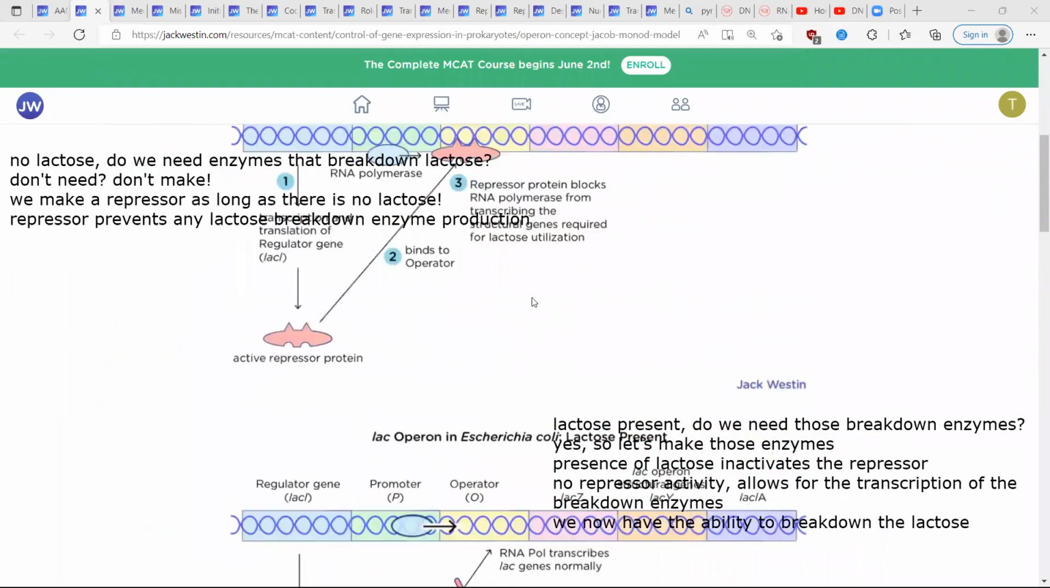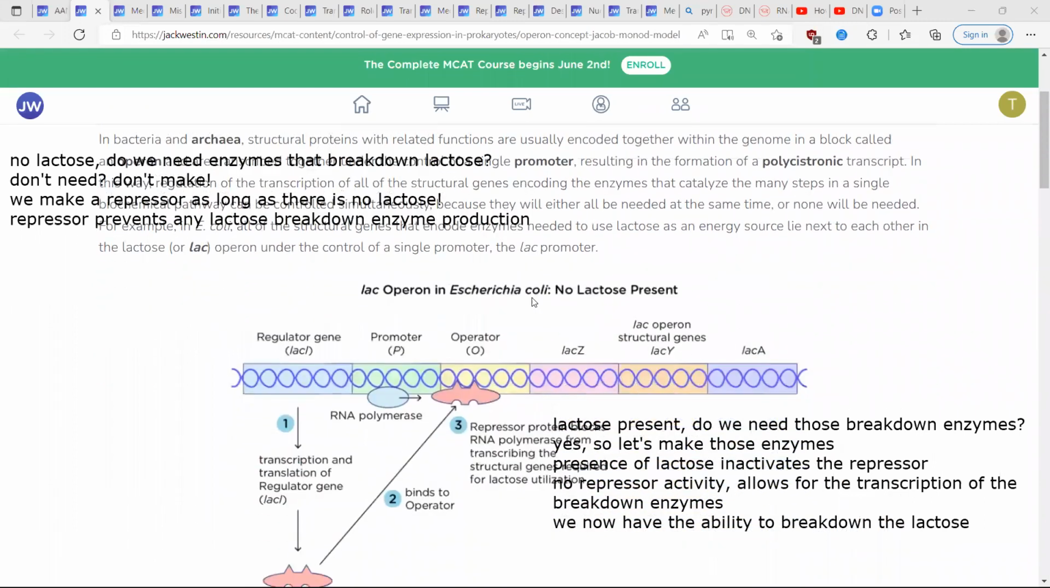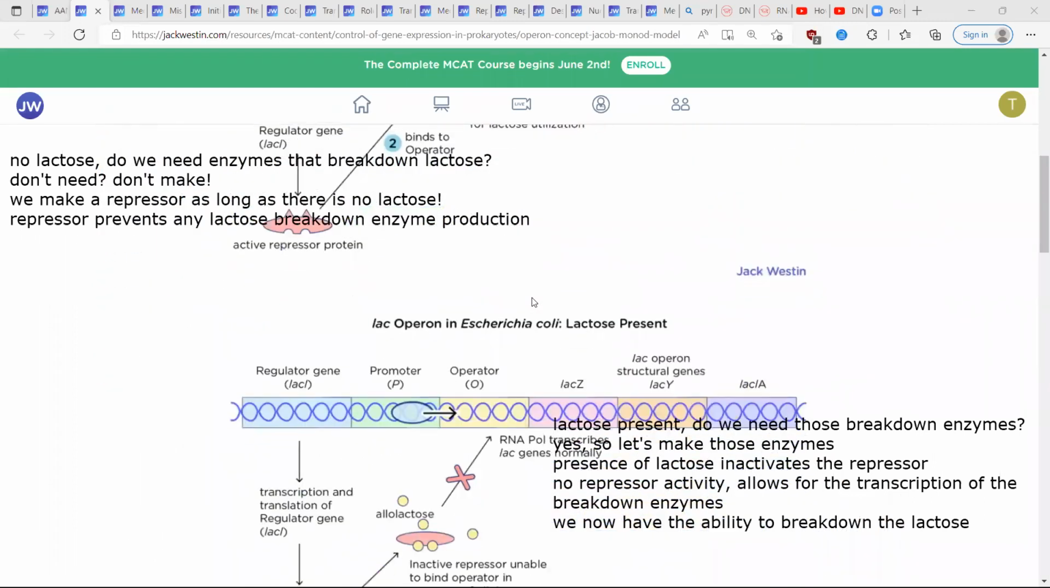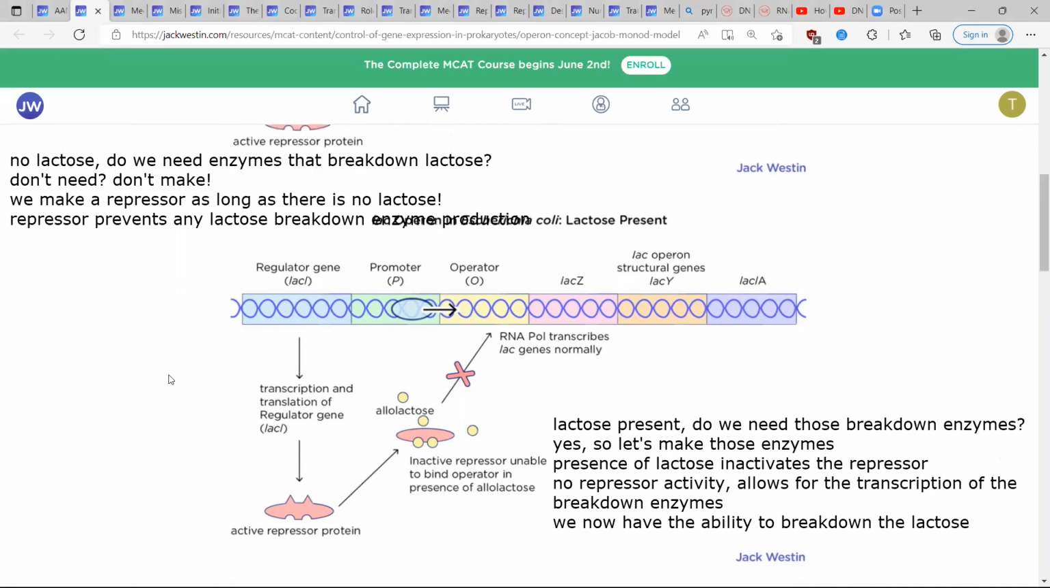So any questions on this lac operon? I find it cool. I think it's pretty cool. Make sense? All right, cool.